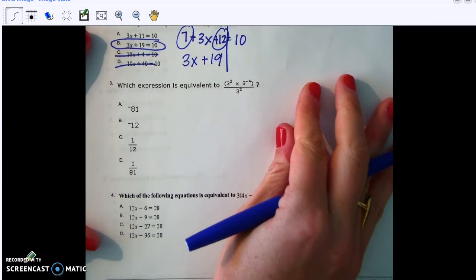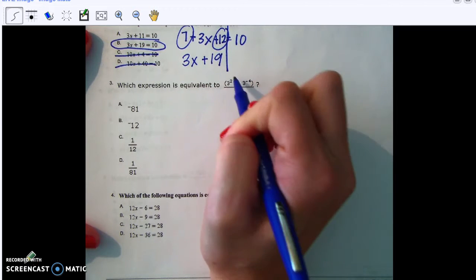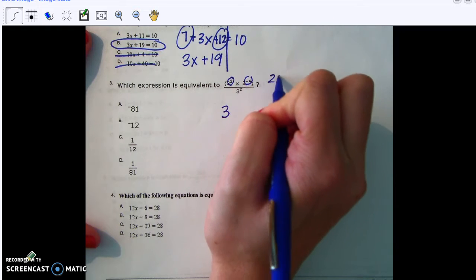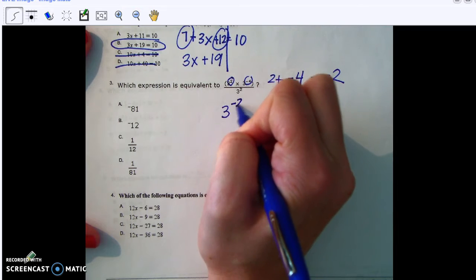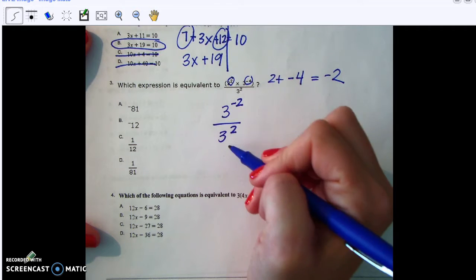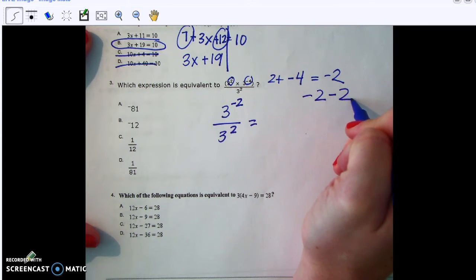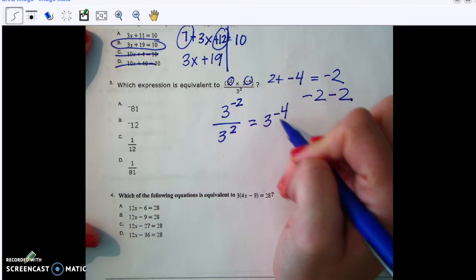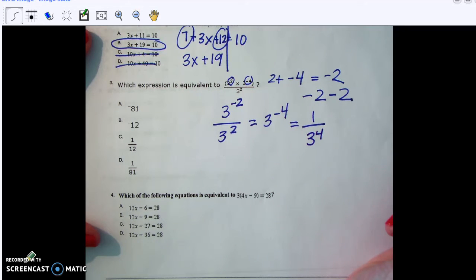Number 3, exponent rules. Remember, when you're multiplying exponents, you can add the exponents, keep the base. So 2 plus negative 4 is equal to negative 2. So I have 3 to the negative 2 on the top and 3 squared on the bottom. When you're dividing, you subtract the exponents. So negative 2 minus 2 is negative 4. So I have 3 to the negative 4th. But then, of course, that's a negative exponent, so I need to cross the line, change the sign. I have 3 to the 4th.